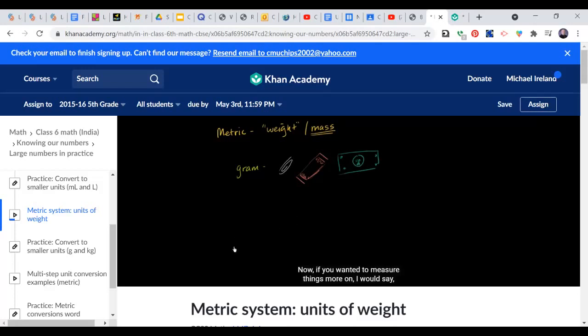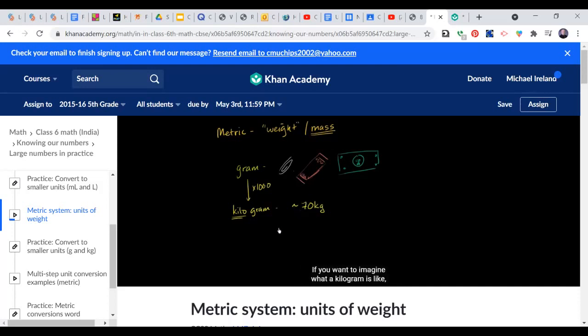Now, if you wanted to measure things more on a human scale, you could then increase by a factor of 1,000 and go to the kilogram. And as the prefix implies, kilo, 1,000, this means 1,000 grams. Many people will measure their weight in terms of kilograms. So I, for example, weigh about 70 kilograms. I'm 5'9", of about average build, and I weigh about 70 kilograms.